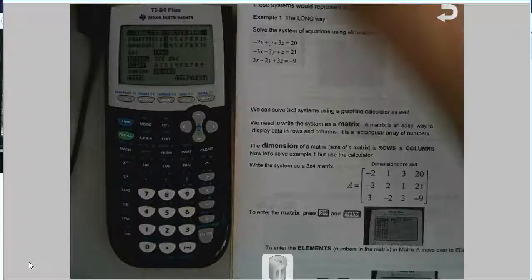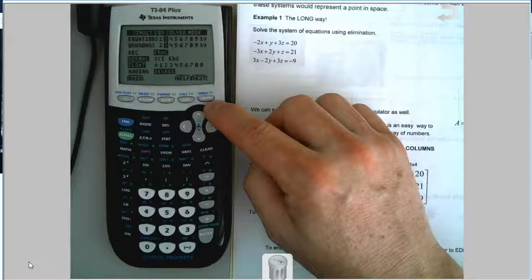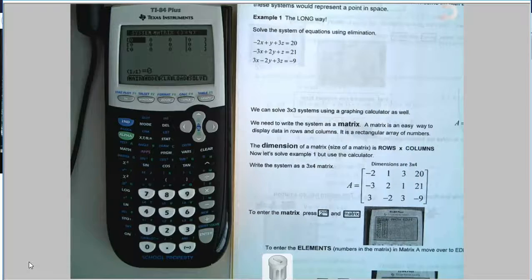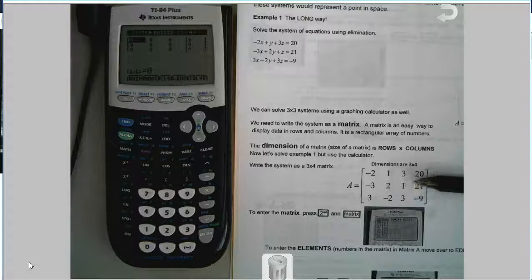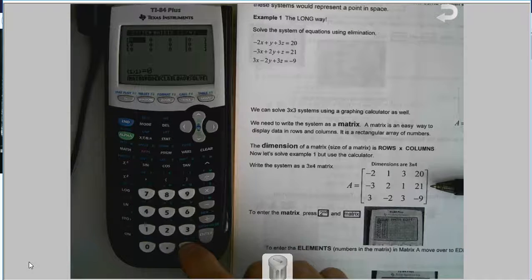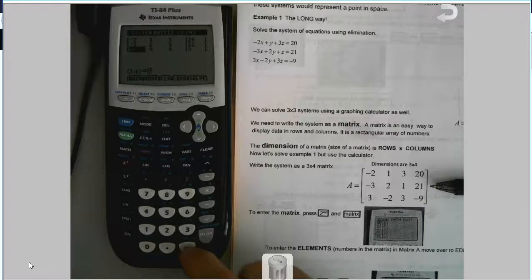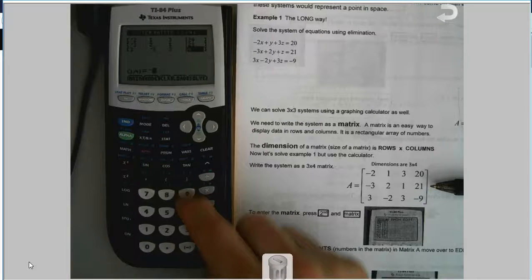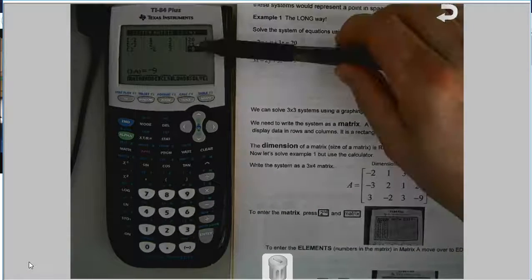Now, if you see right here, there's a next. You're going to hit the graph key, which activates next. And now we're just going to put those numbers in. So we're putting these numbers from our augmented matrix into our calculator. -2, 1, 3, 20. -3, 2, 1, 21. 3, -2, 3, -9. Now they're all entered in, and we can double check them, make sure that this matches here.